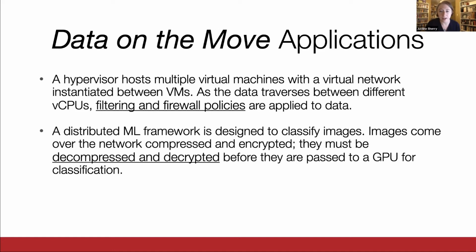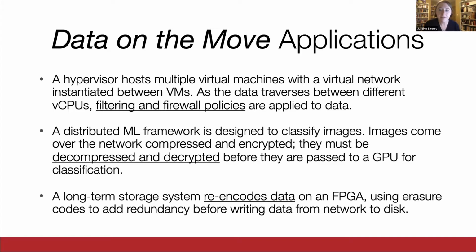Here's another example. A distributed machine learning framework is designed to classify images. Images are coming in over the network, compressed and encrypted, and they must be decompressed or decrypted before they're passed to a GPU for classification. So here we would think of the endpoints of processing as the GPU doing the classification, or the client application that's sending in the image to be classified. But the sort of hidden application that's operating over data while it's flying through the system is this decompression and decryption algorithm.